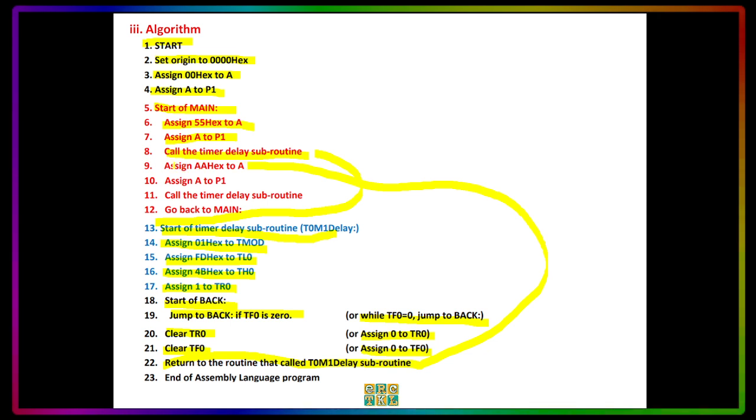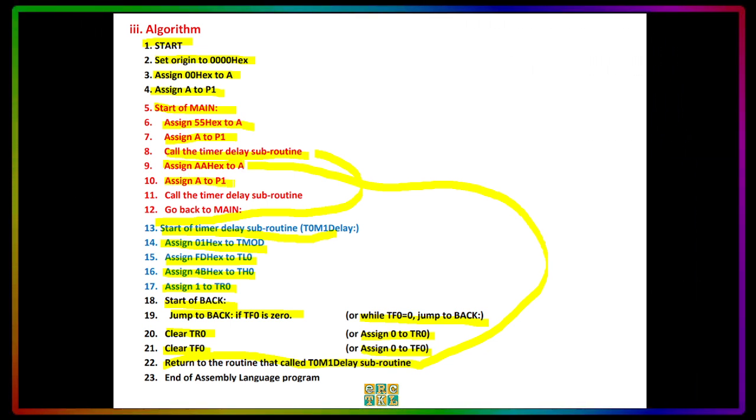So line number 8. So we will continue with line number 9. We will make A equal to AA hex, and we will make P1 equal to A. This is the same as saying that P1 will have a value of AA hexa. And then we will call the timer delay again.